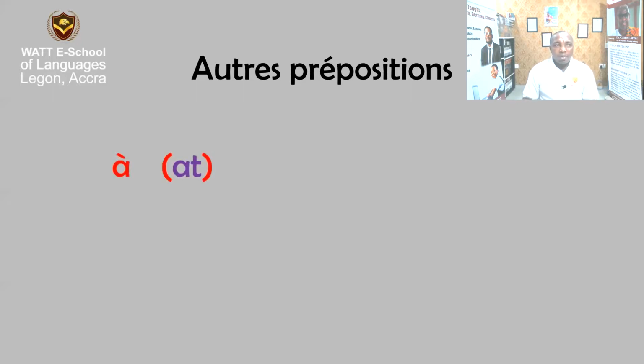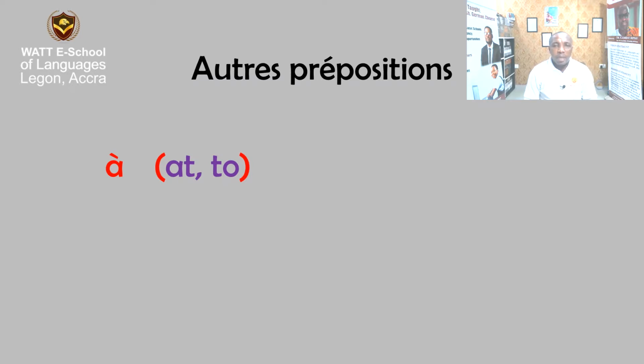When you look at "à", there's an accent on the a. It means at. It can also mean to. So the à with accent means at or to. For example, you can say: je vais à l'école. I am going to school.